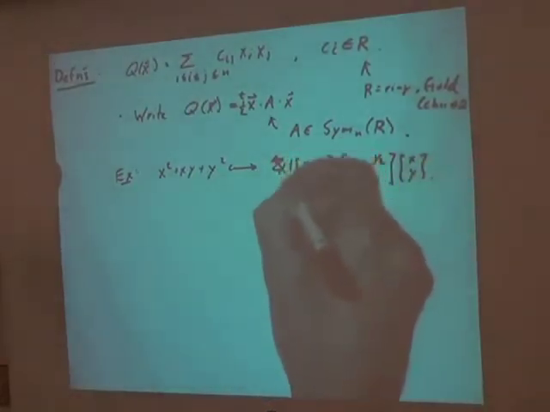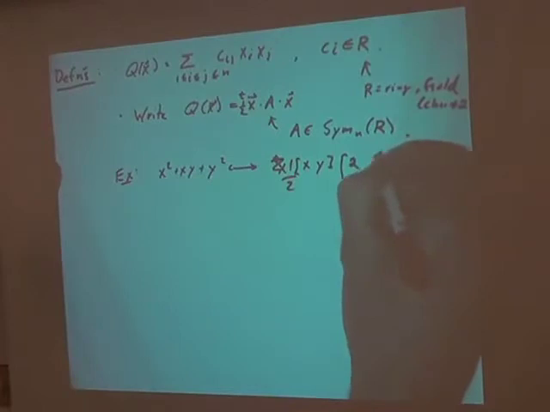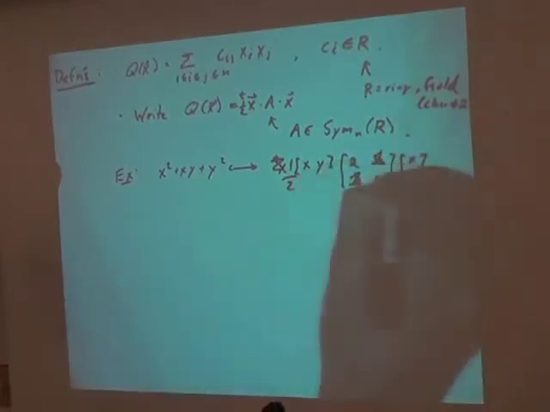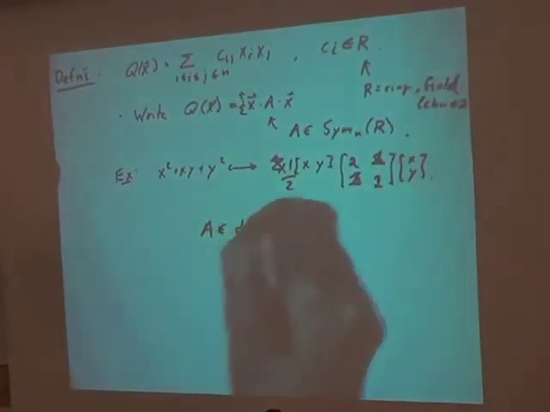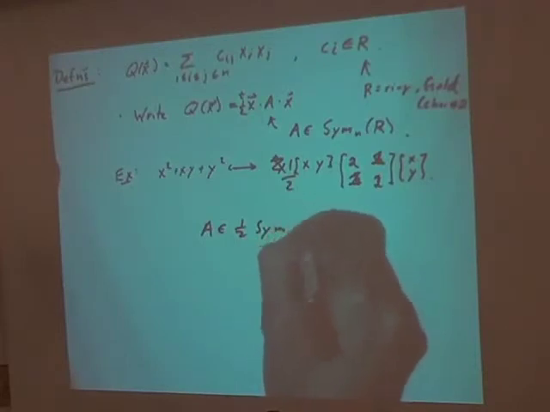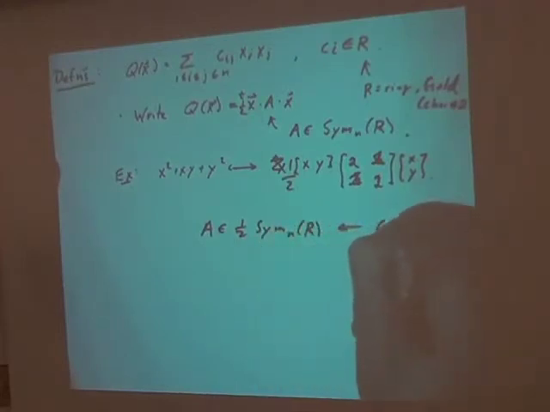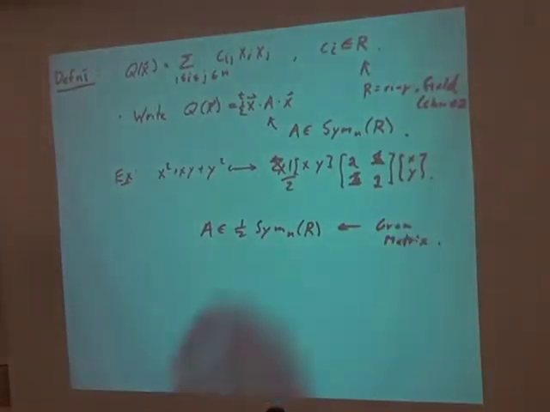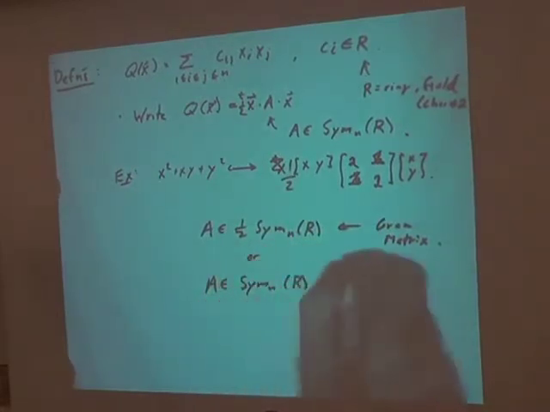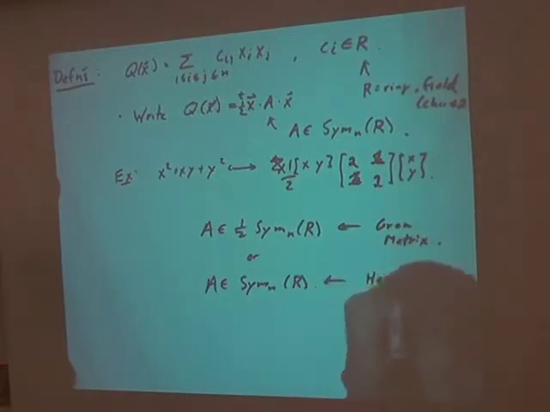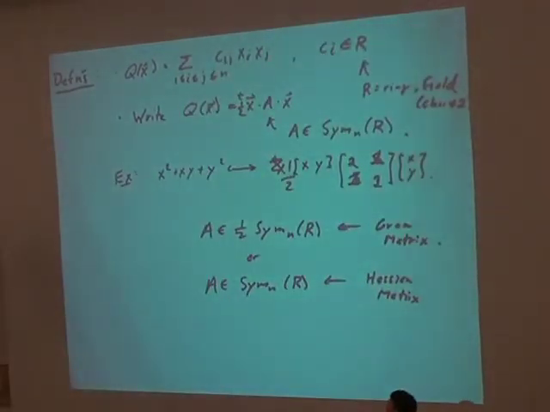Oftentimes it's customary, so if I want to put a half here, then I can make this a 2, a 1, a 1, and a 2, or you can put the halves in the matrix. Okay? If you put the halves in the matrix, so if you take A to be in the symmetric matrices over R, then this is the Gram matrix of the quadratic form. Or you can take A to be in the symmetric matrices over R, in which case this is the Hessian matrix. So the matrix of mixed partials, partial x_i, partial x_j, of the original quadratic form.